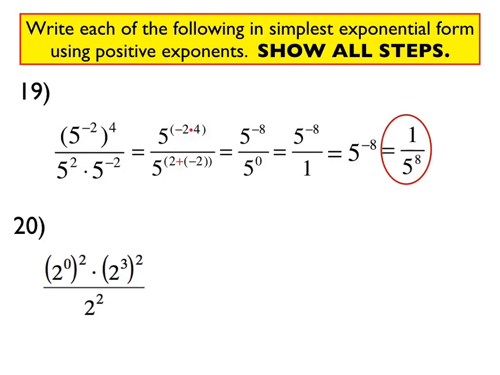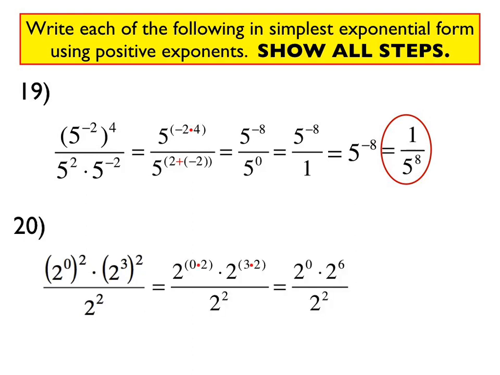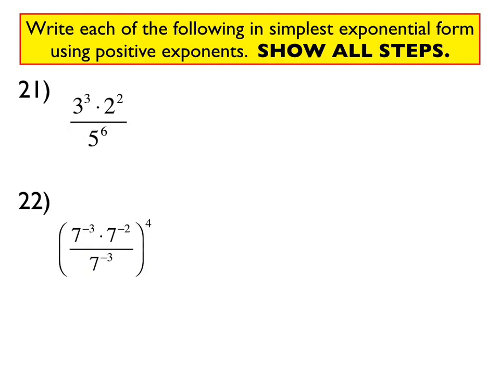Number 20, simplify within the numerator. We have a couple of things where we have a power to a power. The first part turns into 2 to the 0. The second part turns into 2 to the 6th. So now we have 2 to the 0 times 2 to the 6th over 2 to the 2nd. Add the exponents in the numerator. So we end up with 2 to the 6th over 2 to the 2nd, which turns into 2 to the 4th.